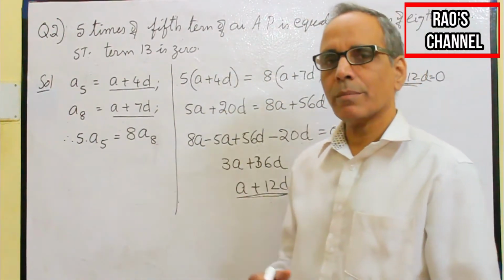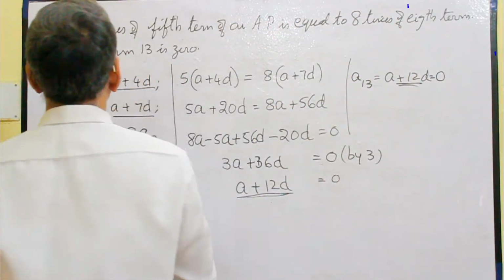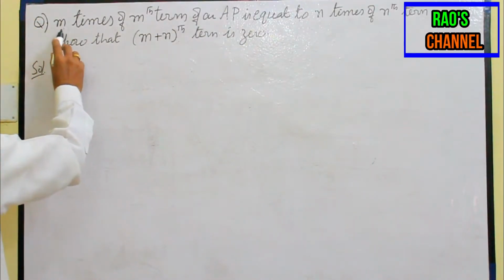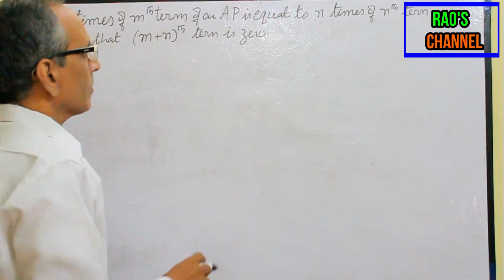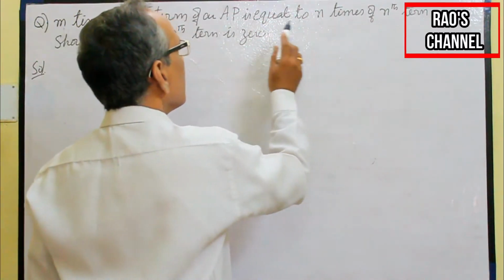The same type of question may be given in a different way by changing these numbers. m times the mth term and n times the nth term are equal.